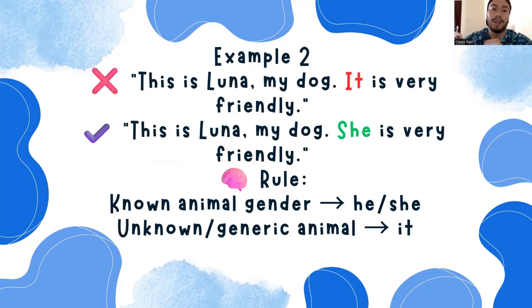This is Luna, my dog. It is very friendly. This is Luna, my dog. She is very friendly. So this error occurs when people apply the pronoun it to animals even when the gender is known. If the dog has a name and we know the gender, we must use he or she.